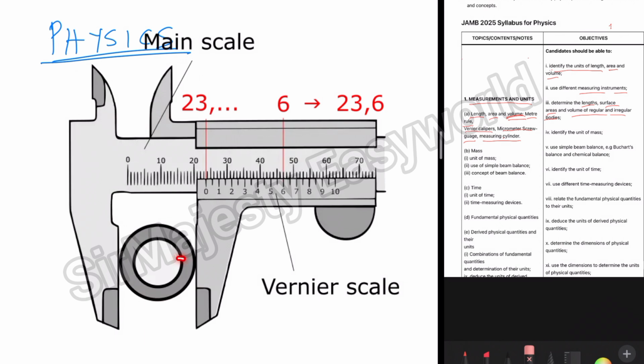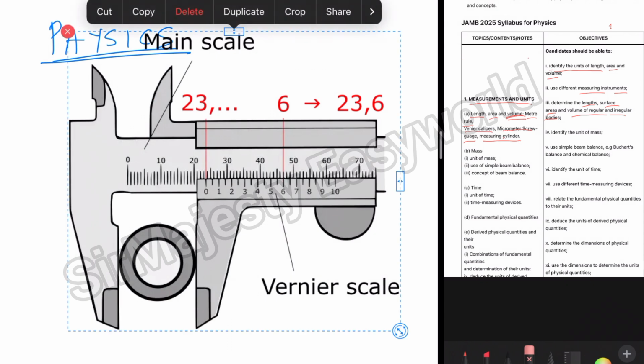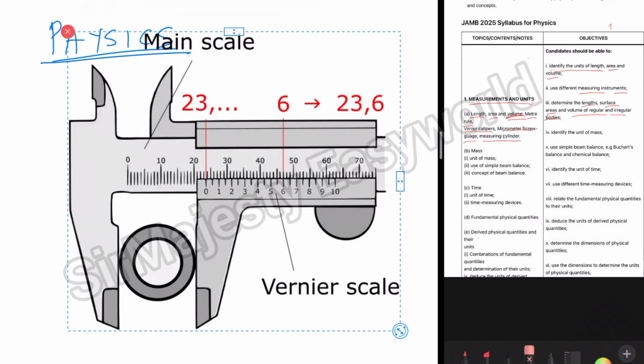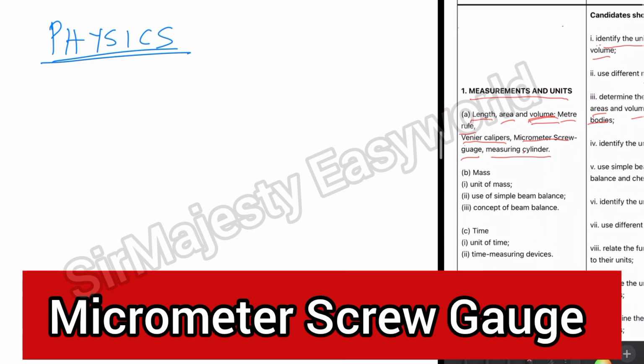Now, if you want to measure this internal diameter, you use this portion. Put this inside and move your screw clamp until it gets there. The external, move it here and move your screw until it's tight, and then you take the measurements. Now, which other instrument do we use for measuring? From our scheme, you can see the talk of micrometer screw gauge.